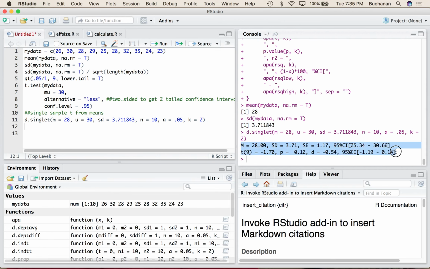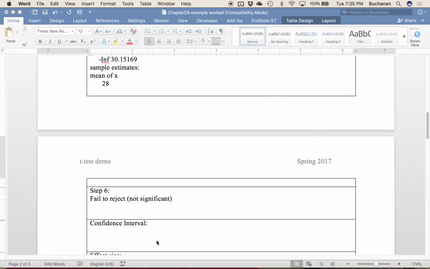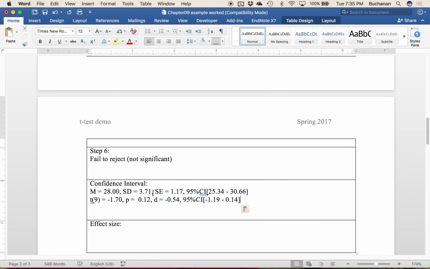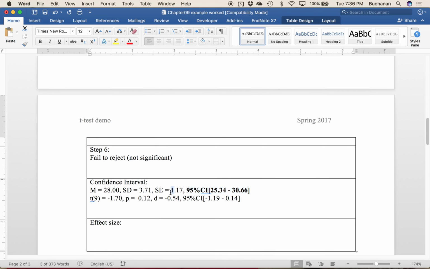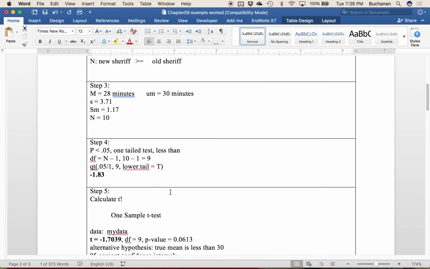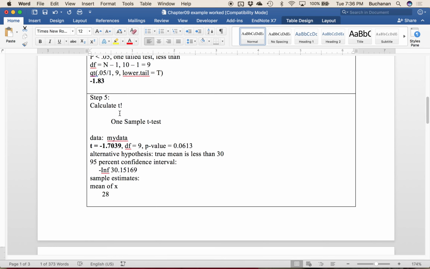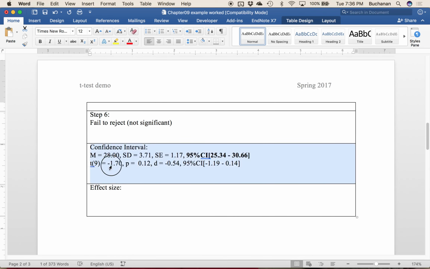Now this gives me a whole bunch more information. So I'm going to come over here and paste this. So it tells me my confidence interval of the mean, which is this set of numbers here, if it were two-sided. So that would range from about 25 minutes to about 31 minutes. It allows me to check my standard error I got a minute ago. So 1.17. It gives me my t-value and my degrees of freedom in APA style here. So that t-value I did correctly and my degrees of freedom were 9, so I'm doing pretty good.